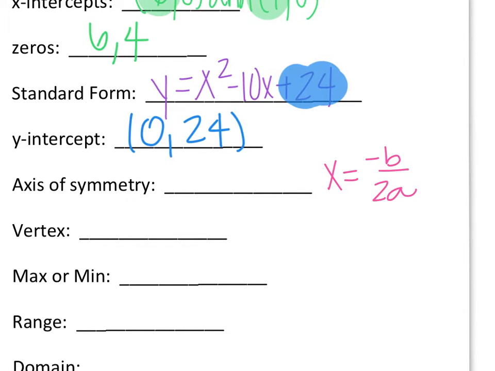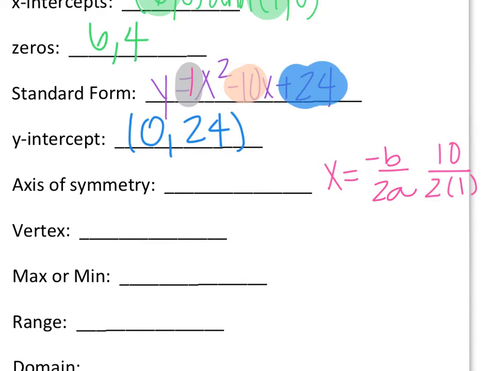So remember that b is my number in front of x. Well, my number in front of x is -10, so when I put it in the formula, it will be +10, because it always switches signs, divided by 2 times a. A is the number in front of x squared. Well, there is no number in front of x squared, so again, that's a 1. So I'm going to put a 1 in this parentheses on bottom.